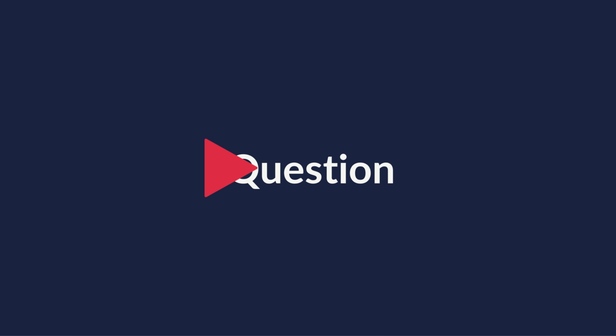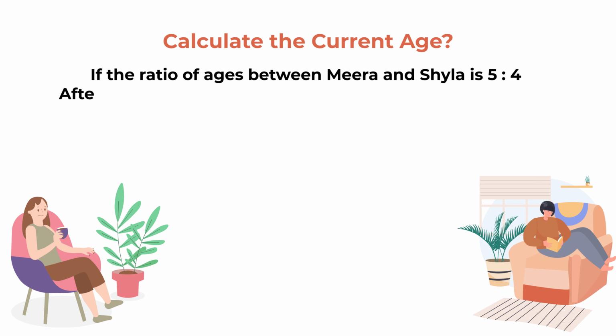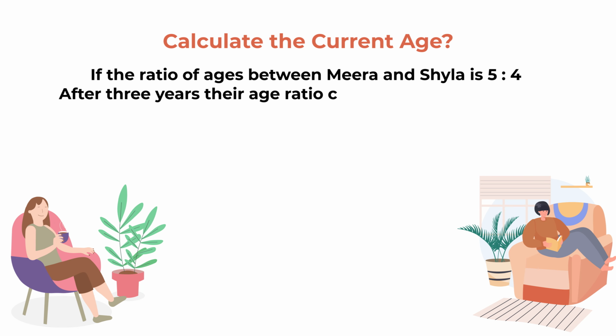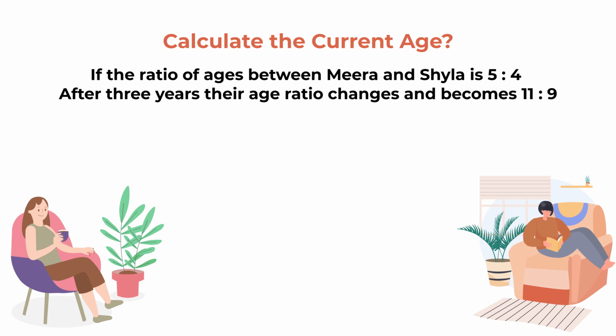Here's the question, which seems easy but has some tricky elements to it. You need to calculate the current age of Shyla. The ratio of ages between Mira and Shyla is 5 to 4. After 3 years, their age ratio changes and becomes 11:9.